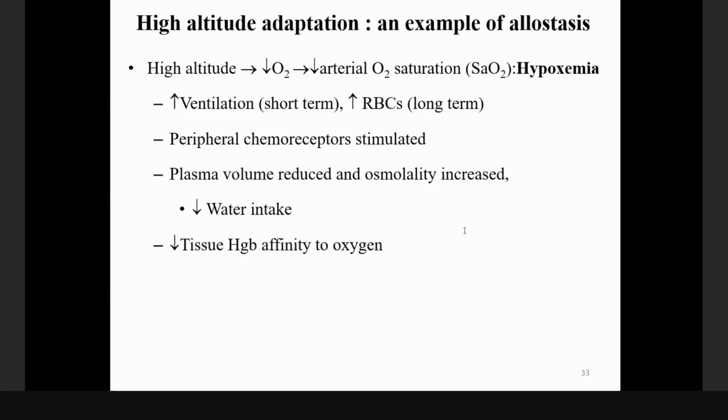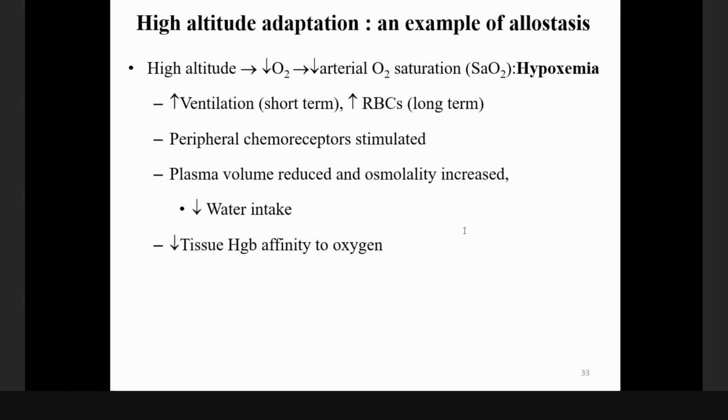The first is to increase the ventilation rate. Okay, increase the breathing rate, or the number of breaths per minute is going to increase. That's one change in your body to adapt to higher altitude. The second is increased red blood cell count, and that takes some time, so it's a long-term process.